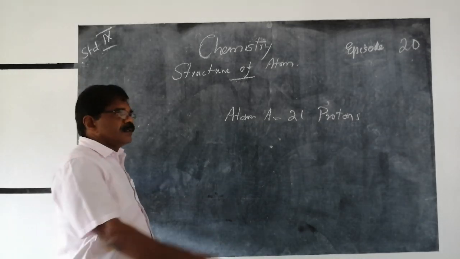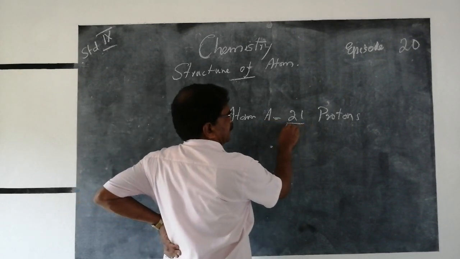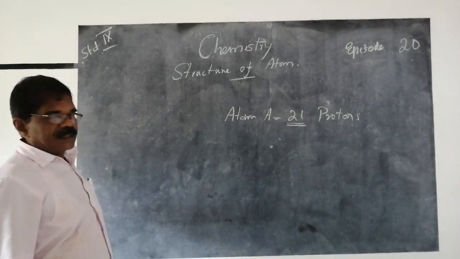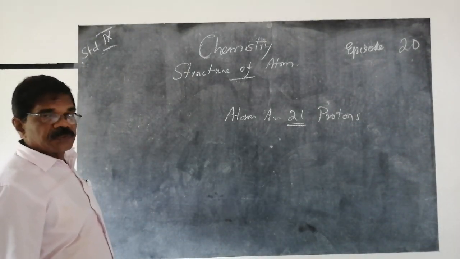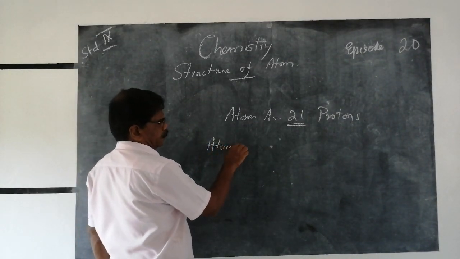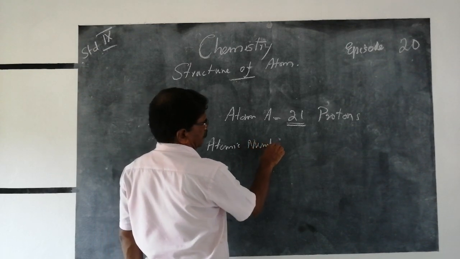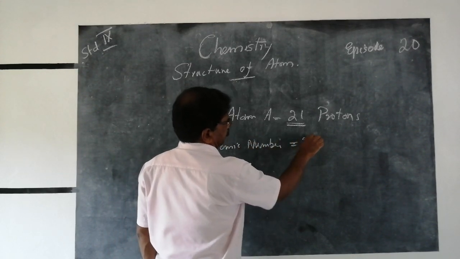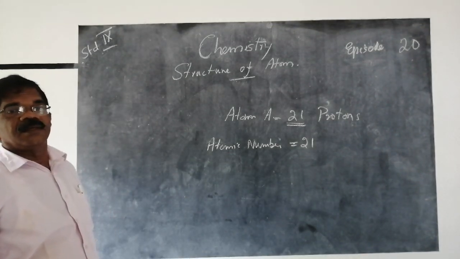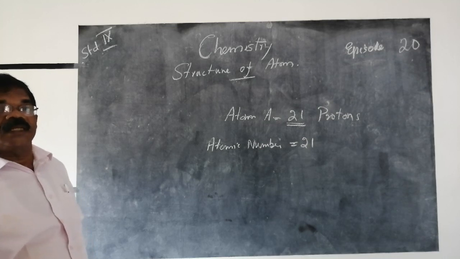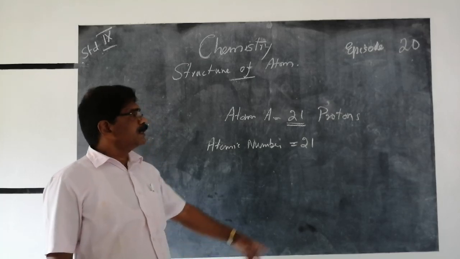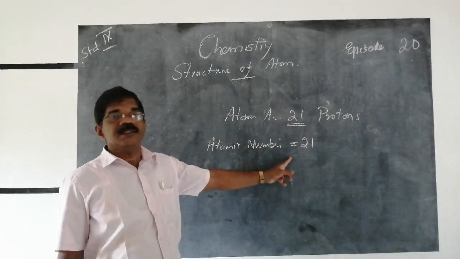What is the atomic number? The atom of an element contains 21 protons. What is atomic number? Atomic number is equal to 21. Why? We know that atomic number is the number of protons. So it contains 21 protons, so atomic number is 21.